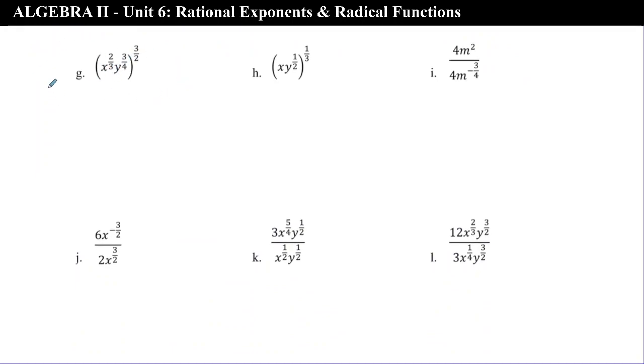So this one, we've got an x and a y. Still going to behave the same way. You're just going to multiply both of these exponents by the power on the outside. We did simpler versions of these back in Unit 0. So for this one, you've got x to the 2/3 times 3/2, y to the 3/4 times 3/2. So that's going to give you x, because 2/3 times 3/2 gives you 1. And then this one, you've got 9 over 8 for your exponent. So y to the 9/8.